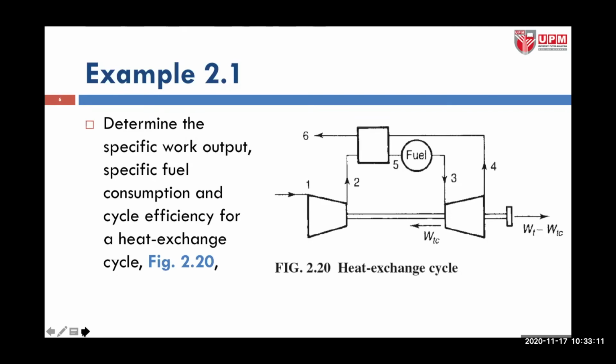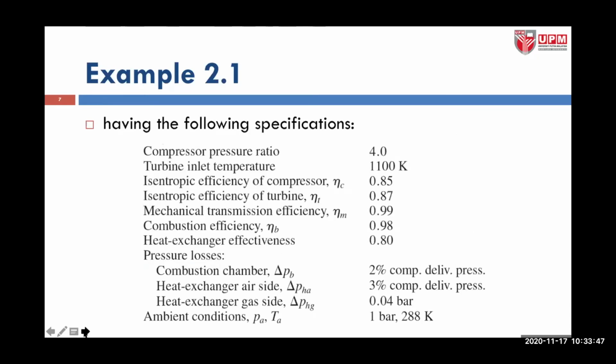Looking into the first one, we have a typical heat exchange cycle. So we have the compressor, the turbine, the combustion chamber and the heat exchanger. You need to determine the specific work output. Okay, that's the first one. We also need to determine the specific fuel consumption, SFC. We also need to determine the cycle efficiency for the heat exchange cycle in this particular figure. Okay, let us go through the parameters provided in this example.